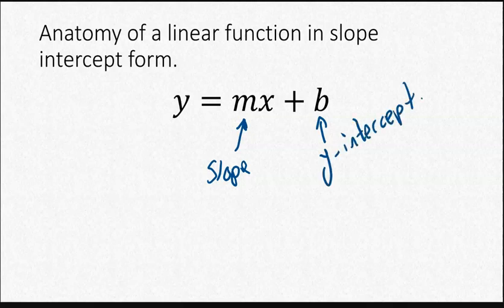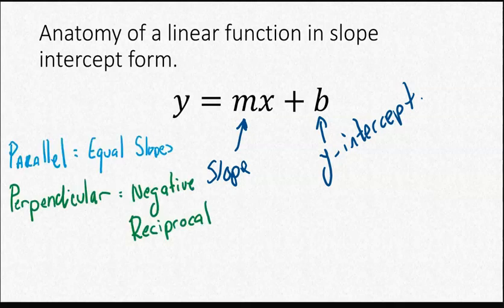Now, we don't focus too much on the y-intercept. We focus more on the slope. And what we want to know is when we compare two linear functions, if the slopes are equal or not. So we could tell if two lines are parallel without graphing if the slopes are equal. If the slopes are negative reciprocals, and I'll go into that in one of the examples, then the lines are perpendicular. Alright, let's take a look at the first example.